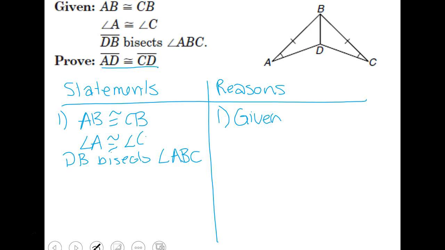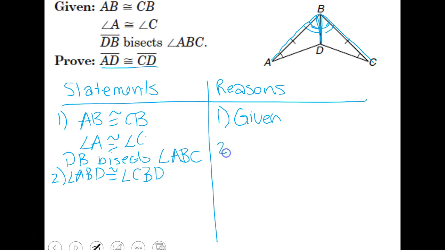And I'm told that DB bisects angle ABC. So if DB, this line right here, bisects angle ABC, that means that it cuts that angle in half. So that would mean that angle ABD is congruent to angle CBD. So that's going to be my second statement. So angle ABD is congruent to angle CBD.